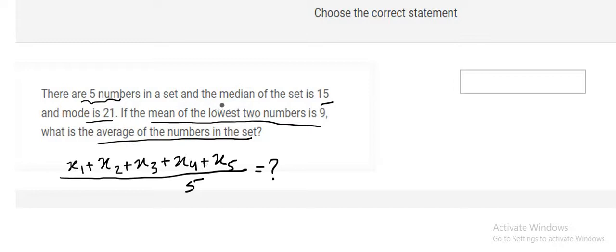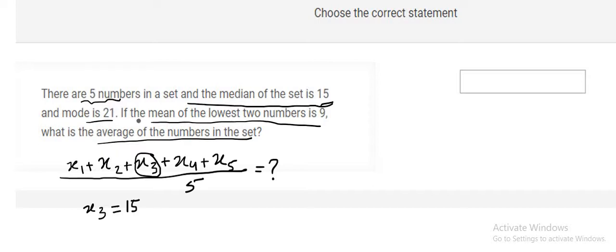So the first information that is given is that the median of the set is 15. Now there are an odd number of quantities here, x1 to x5, and therefore the median would obviously be the number that's in the middle, that is x3. So we already know what x3 is, that is 15. It also says that mode is 21, but at this point we cannot say which is the mode, that is, which number occurs more frequently.